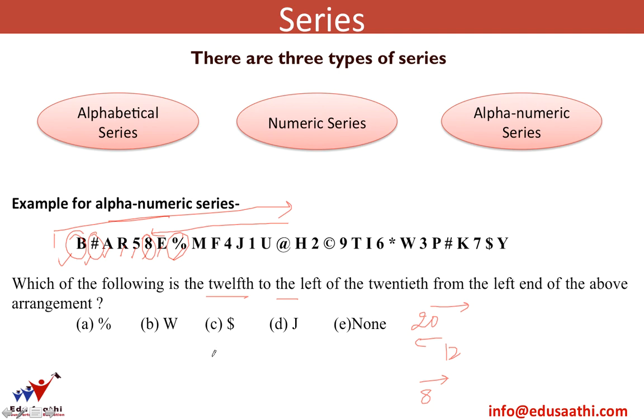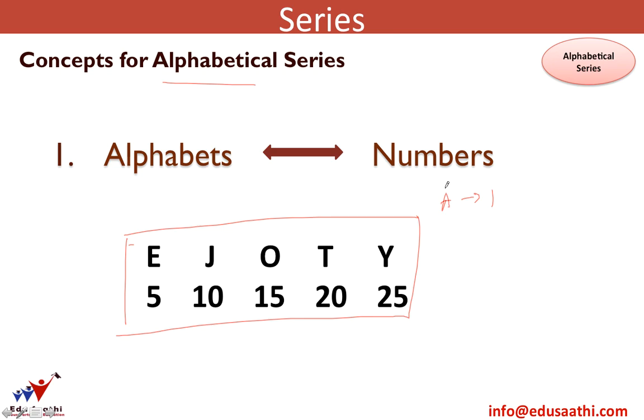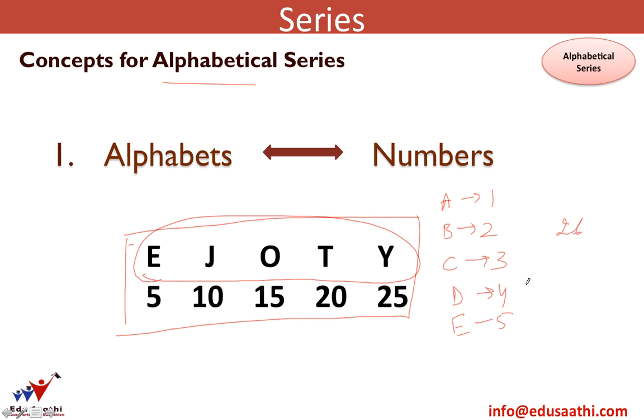Let's move ahead. Now, concepts for alphabetical series. The only concept you need to remember here is this principle of EJOTY. Now, it is very difficult for you to remember numbers corresponding to each of the alphabet in the series. This is nothing but A is the first alphabet, so we represent A by 1. B is the second alphabet, so we represent B by 2. Similarly, C by 3, D by 4, and E by 5. So this EJOTY principle helps you memorize all the 26 numbers easily.